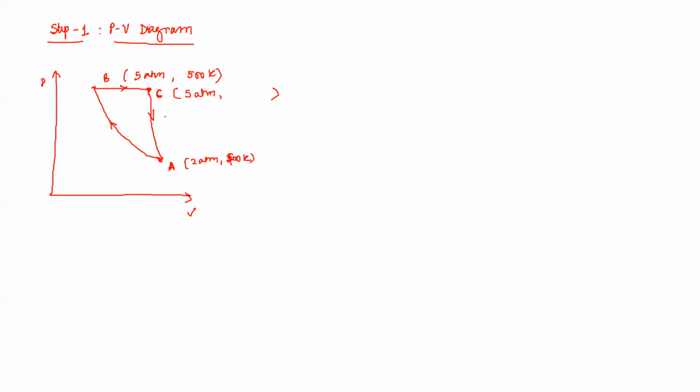Now, A to C is an adiabatic process. Let's first complete the PV diagram before we go ahead. So A to C is an adiabatic process, therefore we have PA VA to the power gamma is equal to PC VC to the power gamma. Or we can also say PA to the power 1 minus gamma, TA to the power gamma is equal to PC to the power 1 minus gamma, TC to the power gamma.